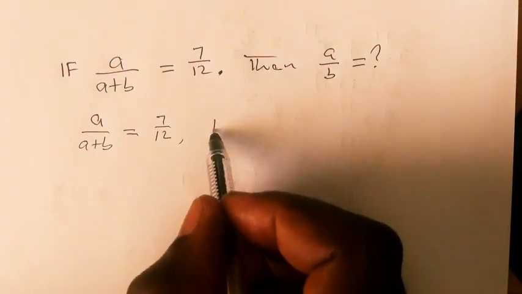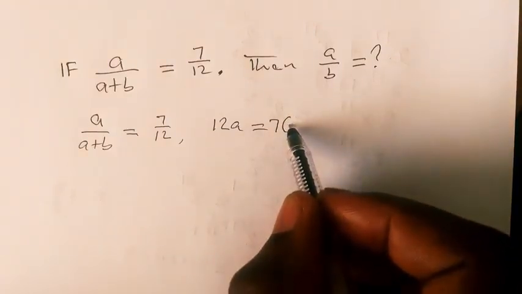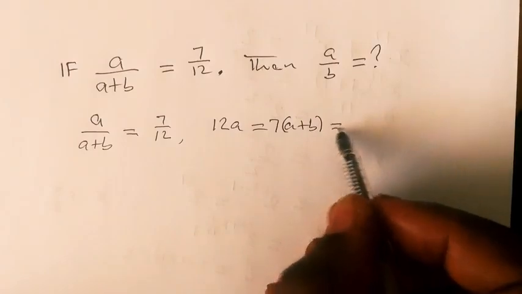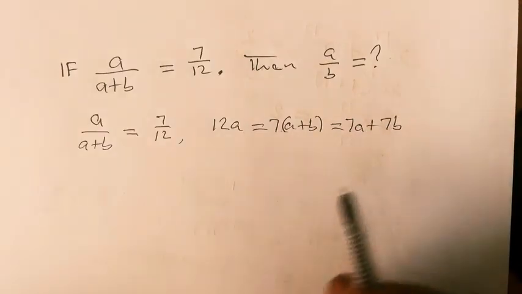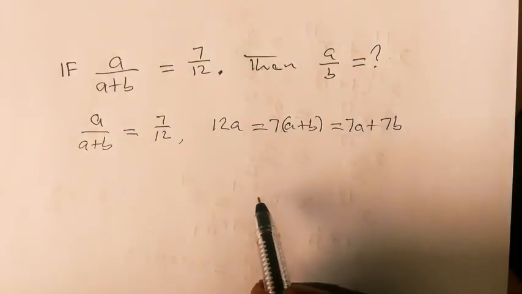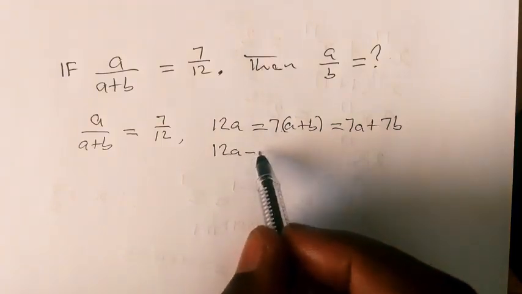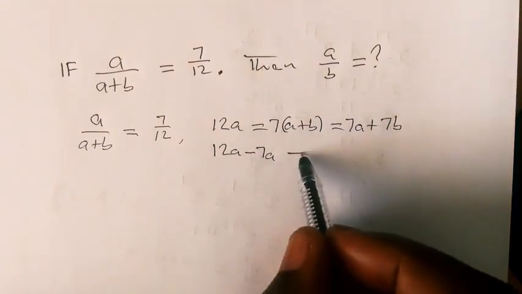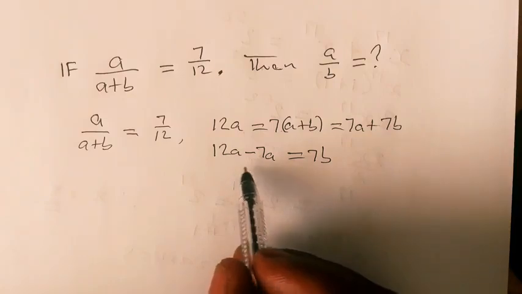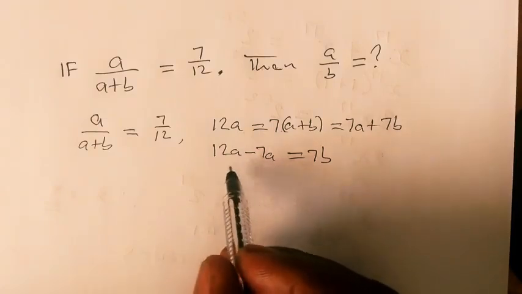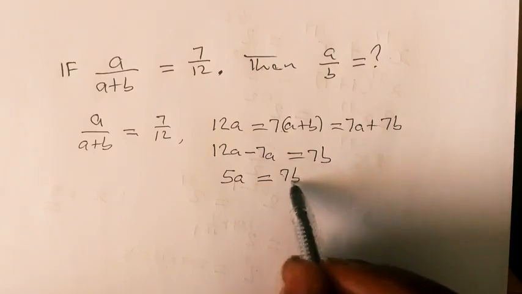We'll have 12a equals 7 open bracket a plus b close bracket, which equals 7a plus 7b. So by implication, this is going to be 12a minus 7a equal to 7b. Upon getting this, we subtract, and when we subtract, we'll have 5a equal to 7b.